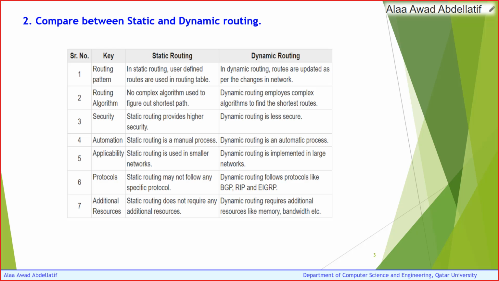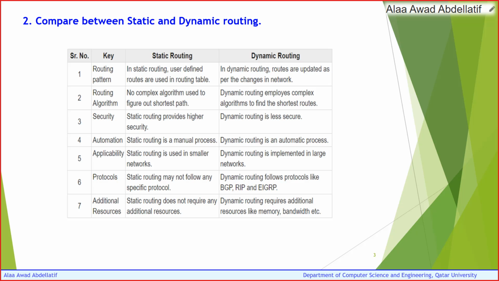From a routing algorithm point of view, no complex algorithm is used to figure out the shortest path in static routing, because everything is done manually, while in dynamic routing we use complex algorithms to find the shortest path. From a security point of view, and it's a very important point, static routing gives higher security, while dynamic routing is less secure. Why is it less secure? Because we exchange information. As I said, one of the main functions of dynamic routing is to exchange information and updates between the different routers.